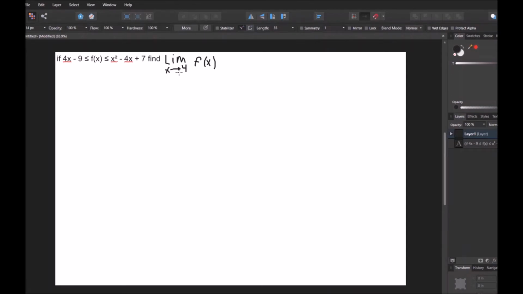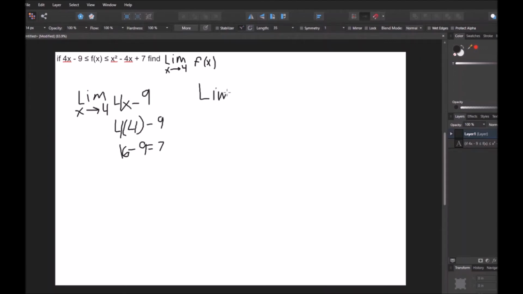So our job is to make sure that both of these functions approach the same value as x approaches 4. So first I'm going to do the limit as x approaches 4 of 4x minus 9. And I can just directly substitute 4 in for x. So 4 times 4 minus 9, which is going to be 16 minus 9, which is equal to 7.